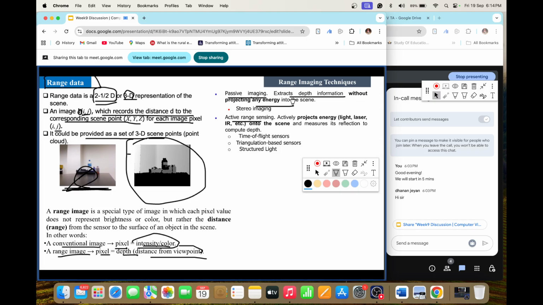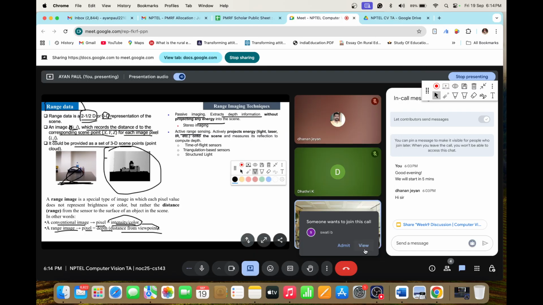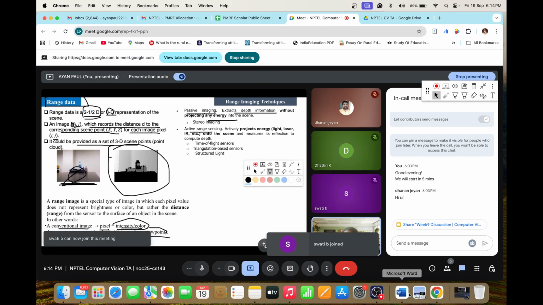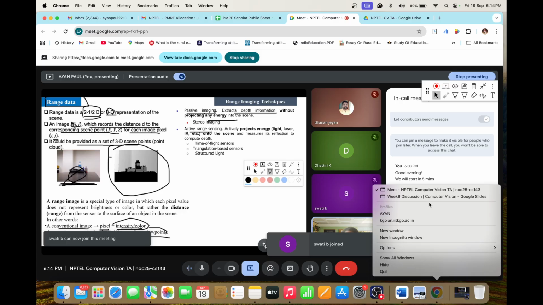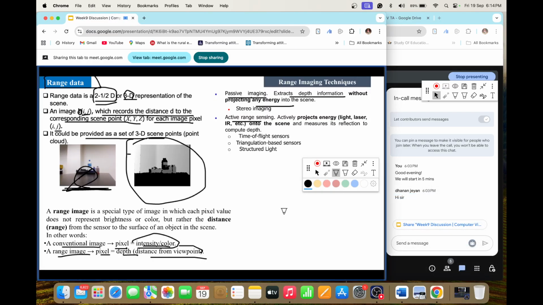One camera will only give us x and y. That is regarding a normal camera. But if we are talking about stereo imaging, we have already read, right? One will be the left camera, one will be the right camera. And from these two images we are extracting the depth. So that is stereo imaging.